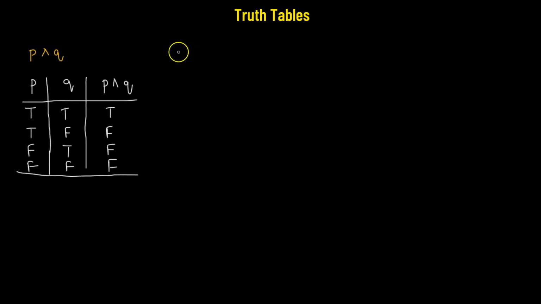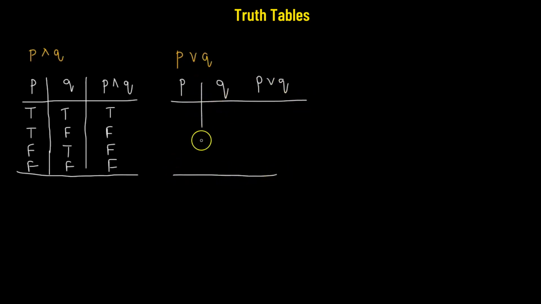Let's consider P or Q. So we have P, Q, and the compound statement P or Q. Similarly, we'll be considering the 4 cases for P and Q. So it could be both true, one of them is true, or both of them are false. So now we'll try to construct the truth values for P or Q. So when both of them are true, then T or T is going to give us T. True or false, this is going to give us true. False or true, this is going to give us true. And when both of them are false, this is going to give us false.